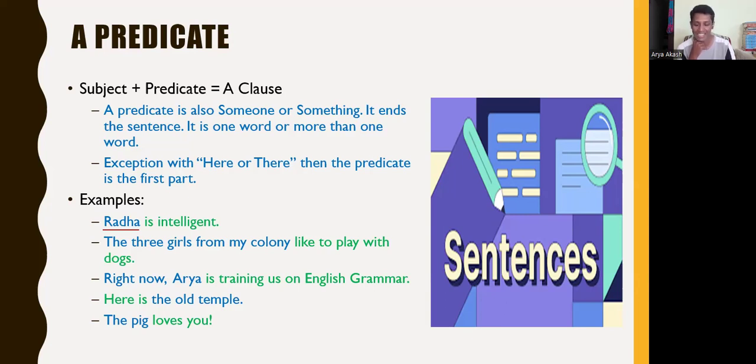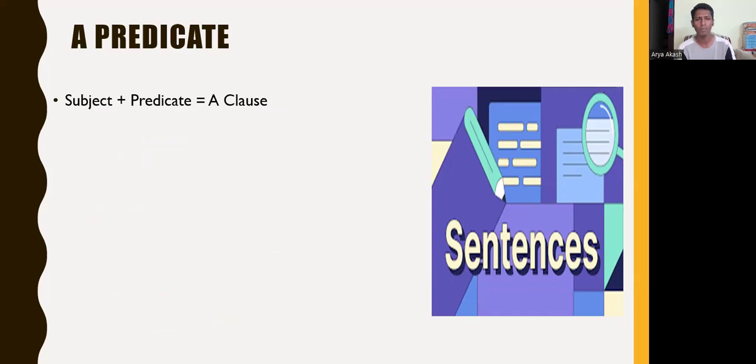Same way. Here is predicate. The old temple is subject. Yeah. The pig is subject, loves you is predicate. So very simple. A sentence comprises of two parts, subject plus predicate. Let's go a little more in detail. Let's try to understand more elaborately now. That was very basic. If you just separate the subject from the sentence, whatever is remaining is predicate.